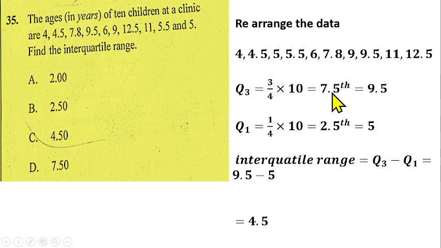I don't know whether this is correct. But when you add the position together, you get 7.5, that will give us the value that is there. And so we subtract them, that gives us 4.5. So according to this, option C is the correct option.